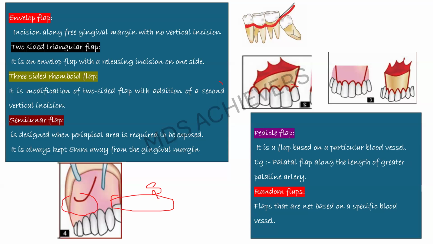Coming to the pedicle flap, it is a flap that is based on a particular blood vessel. An example is a palatal flap along the length of the greater palatine artery. These flaps are utilized for periodontal surgery, for recession surgeries. That is, if the patient has a severe recession in the anterior region, then we have to utilize this pedicle flap, and it is going to give very good results. Random flaps are flaps that are not based on specific blood vessels.